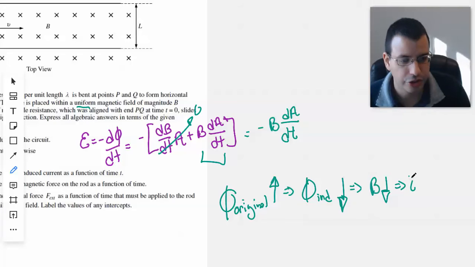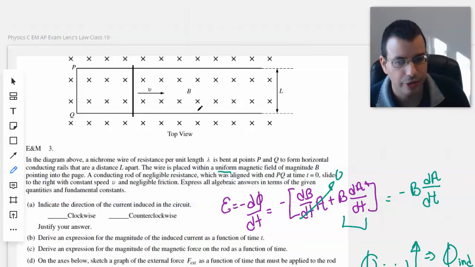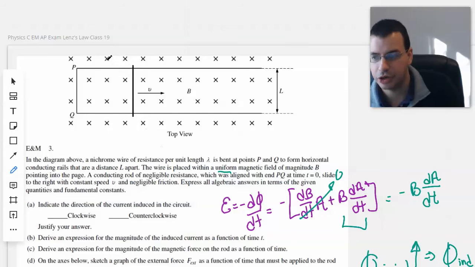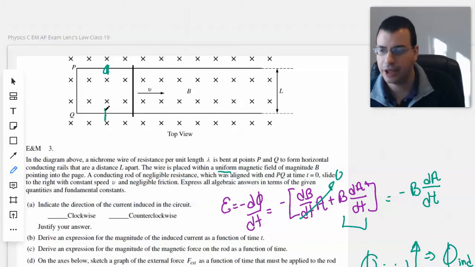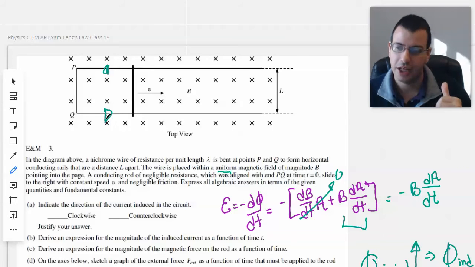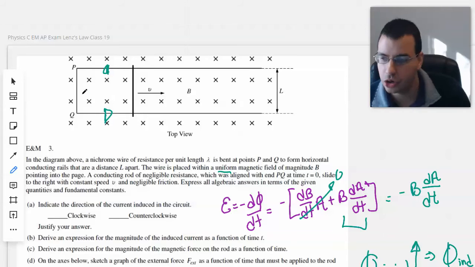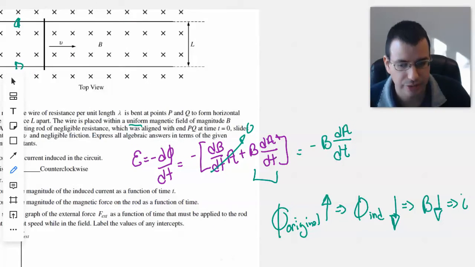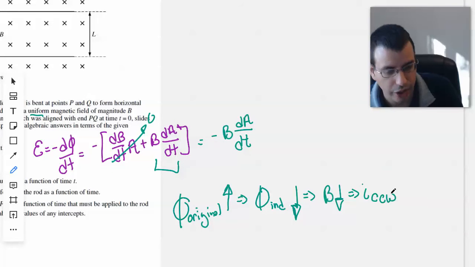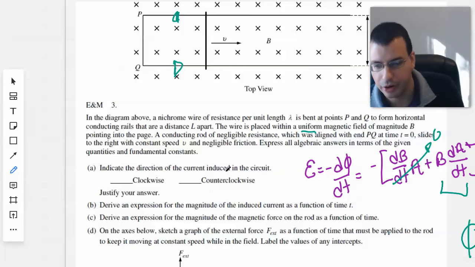Therefore the current, so we have the magnetic field into the board, so we're going to create a magnetic field out of the board. And so wrap your fingers around the direction of the wire, and your thumb will point in the direction of the magnetic field. And so it's going to create a magnetic field outward, and so the current will be counterclockwise. Okay, that's a lot of thinking.